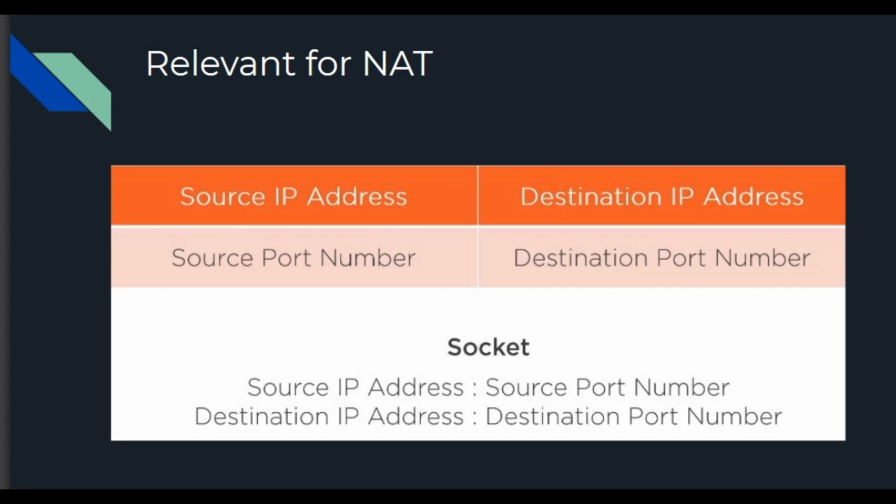What's relevant for NAT here is the source IP address and destination IP address of the packet, and the source and destination port of the segment. When we put this together, we call them sockets. So we have a source address, source port number, destination IP address and destination port number. The socket is what we are going to be recording, manipulating and working with when we are doing a NAT. So, source address, destination address, source port, destination port.